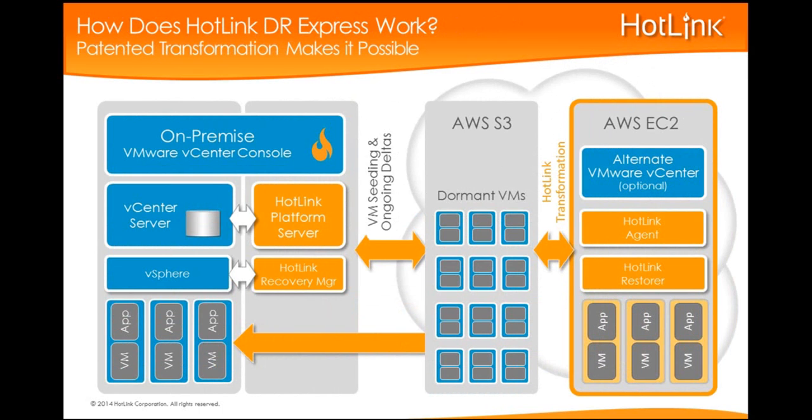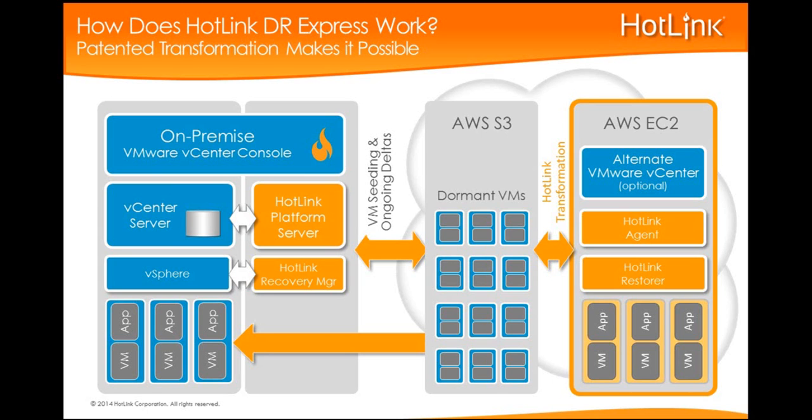So how does it work? You deploy a HotLink server on-premise as well as a HotLink recovery manager on-premise and a synchronizer on-premise. Once deployed and the plugin is registered, you can start protecting virtual machines. And protecting virtual machines really means, on an ongoing basis, either seeding or replicating those virtual machines into an S3 bucket.